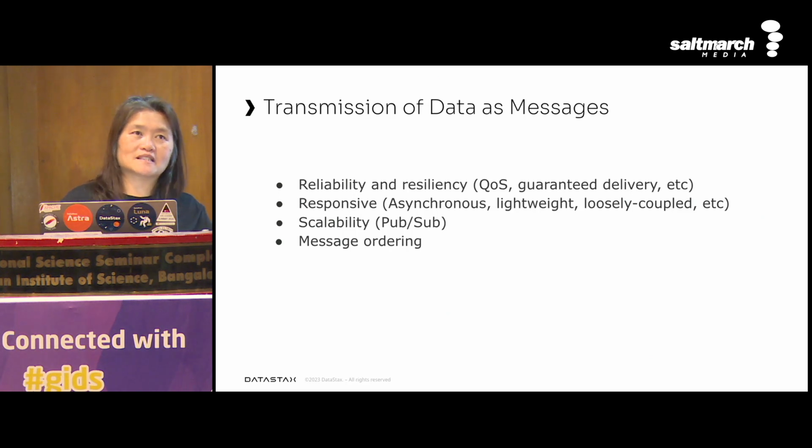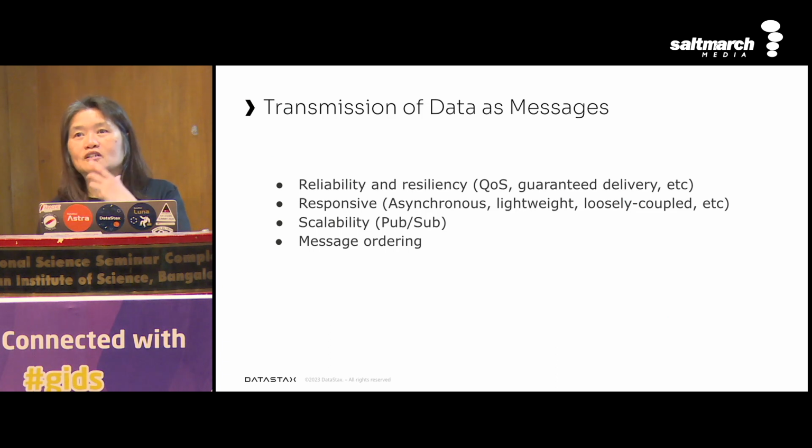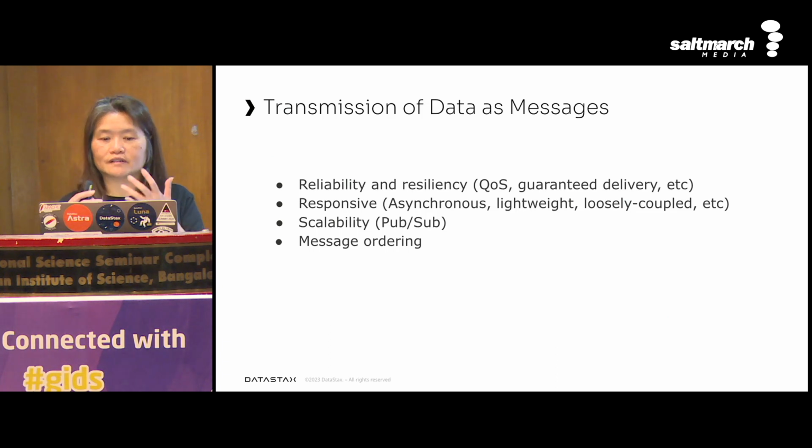That quality of service is important as well. Are the messages being delivered once only, or more than once, or at least once? All of these are clearly defined too. So that's dealing with transmitting the data as messages, right?